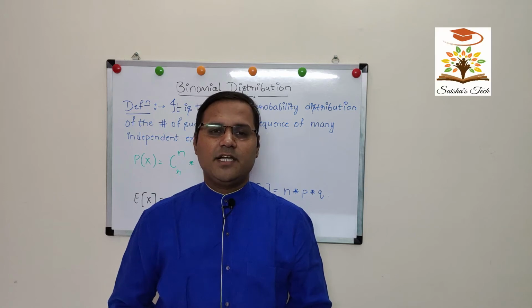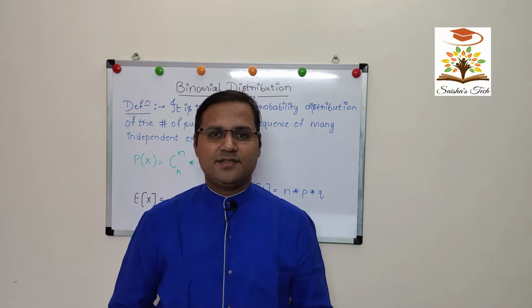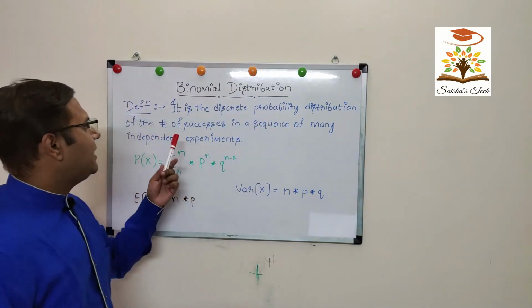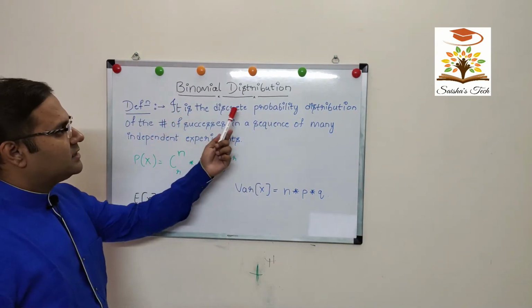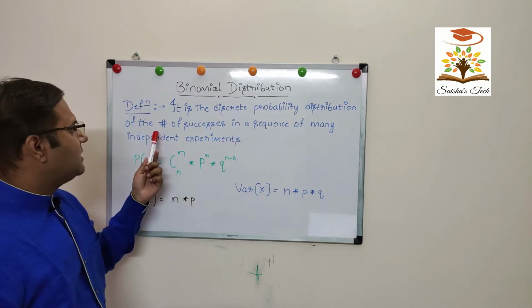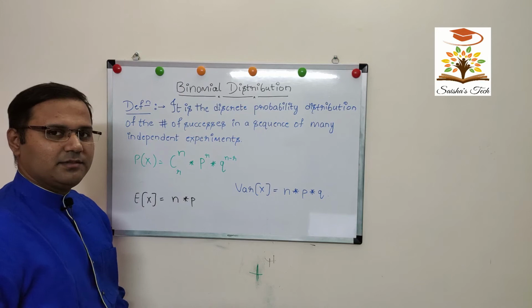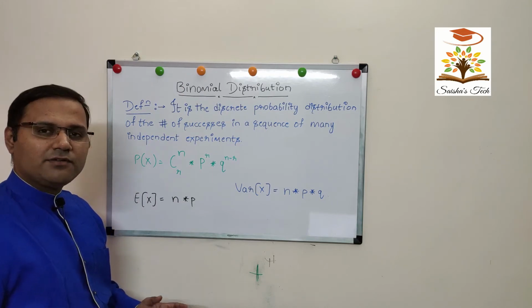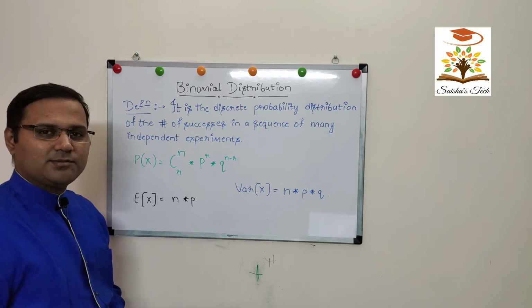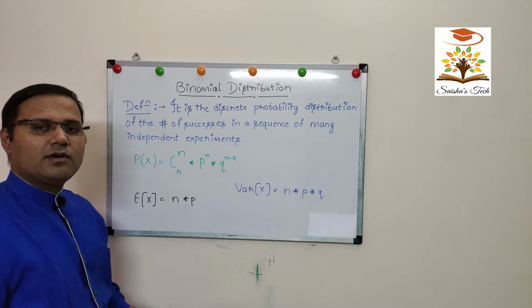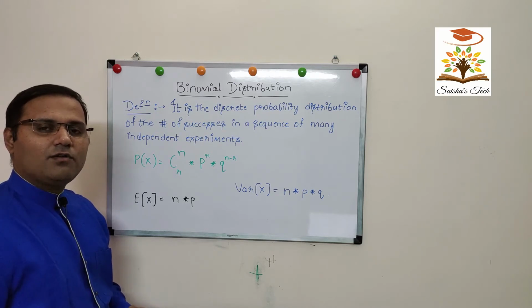Let us understand the binomial distribution definition and the formula utilized to understand binomial distribution. By definition, binomial distribution is a discrete probability distribution which gives the number of successes in a sequence of independent experiments. Which means if you have 10 independent experiments in which you want to identify the probability of 6 successes, then binomial distribution would help us to understand that.